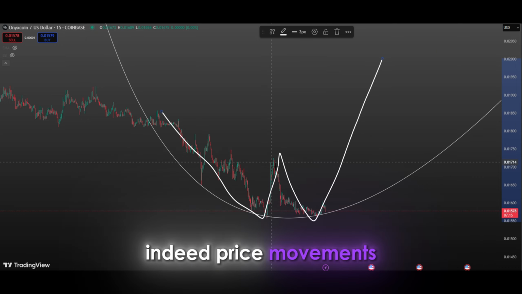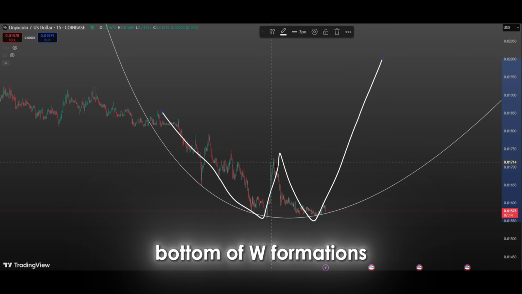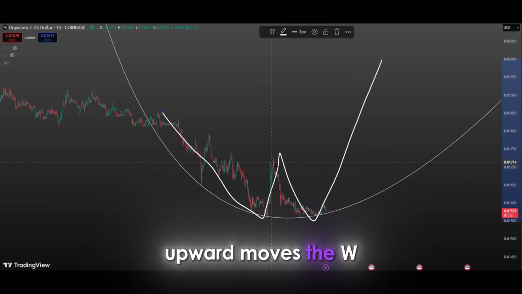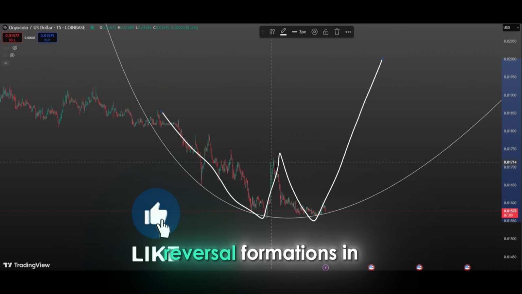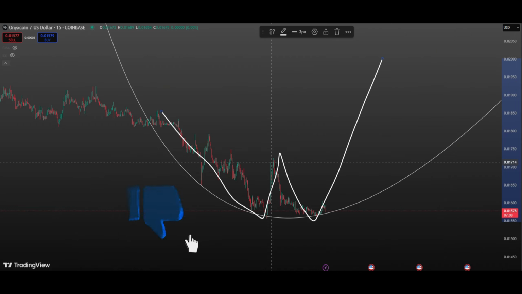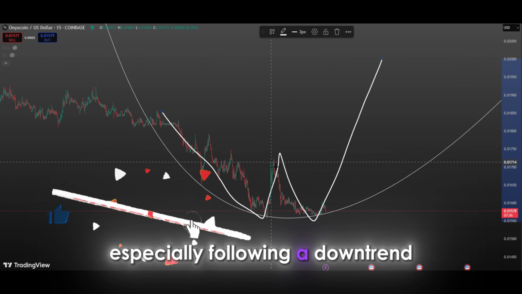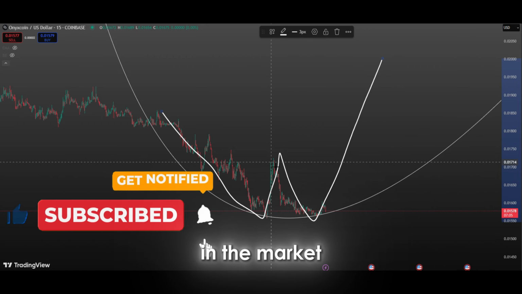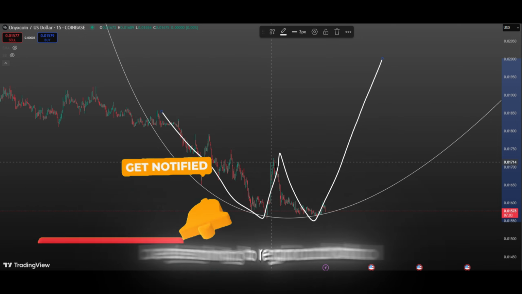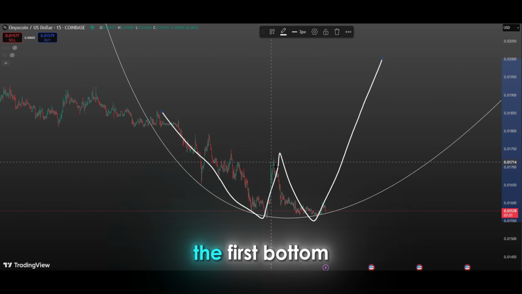Indeed, price movements following the second bottom of W formations often result in sharp and high-volume upward moves. The W pattern is considered one of the most reliable reversal formations in technical analysis literature. Especially following a downtrend, this structure signals that selling pressure in the market is decreasing and buyers are beginning to regain control. The first bottom typically forms as a result of panic selling.